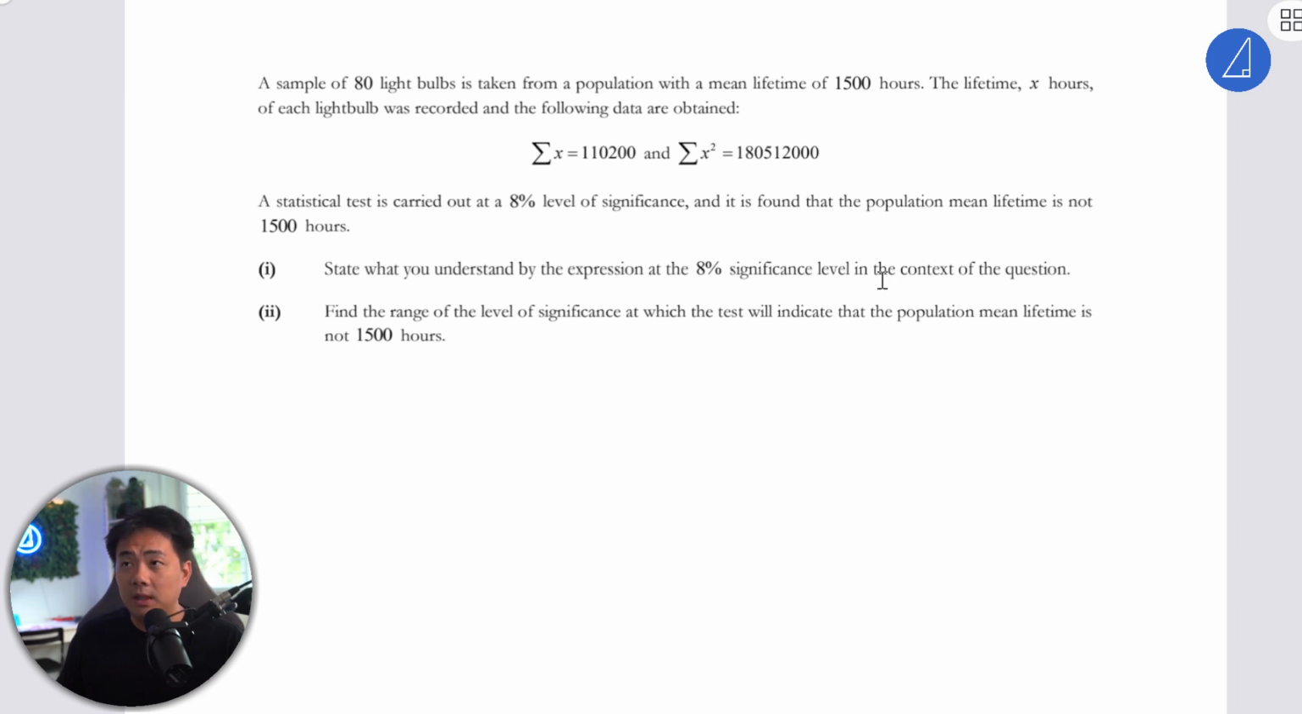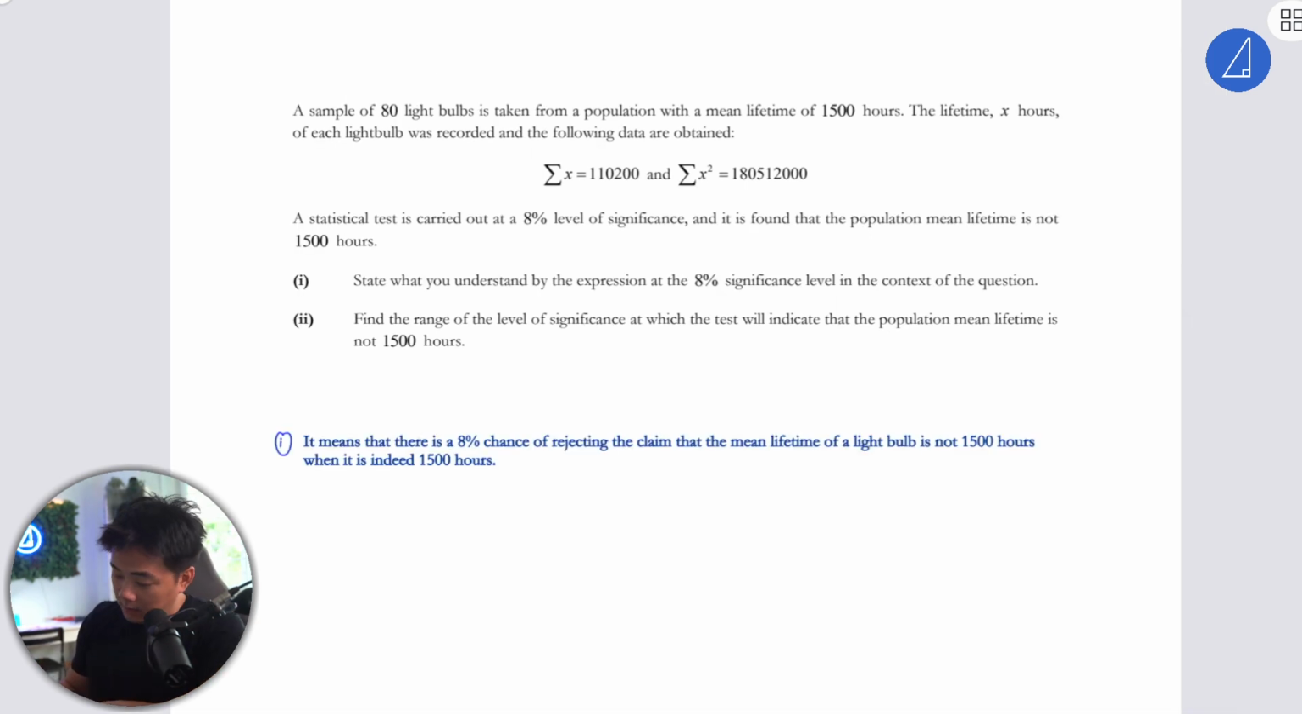So level of significance is essentially: if you are telling the truth, what's the chance that I'm going to say that you're lying? Generally, we want that to be as small as possible. Meaning I have a lesser chance of saying that you're a liar, pants on fire, when you're actually telling the truth. So in this case, you have an 8% chance of saying that the mean lifetime is not 1,500 hours when it's indeed 1,500 hours. So just write it down.